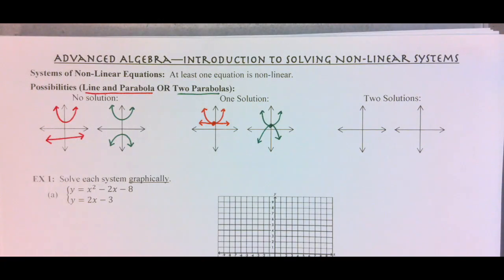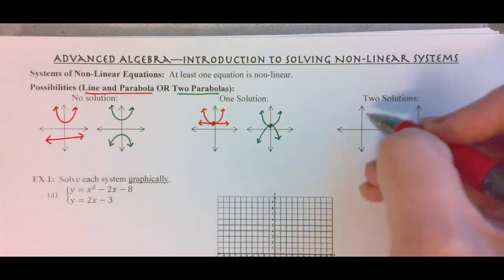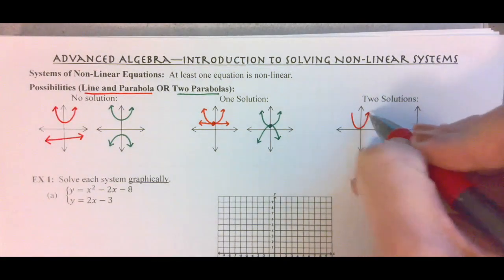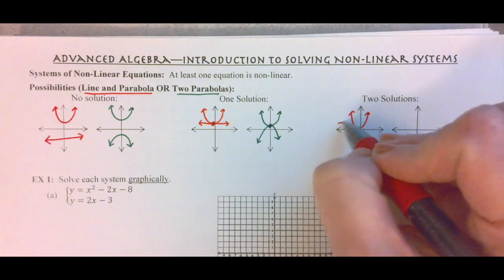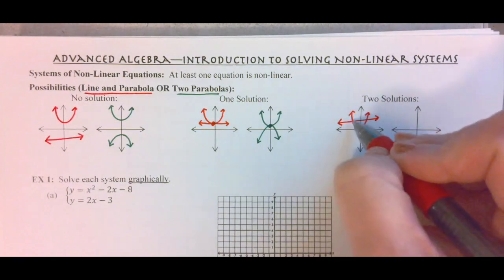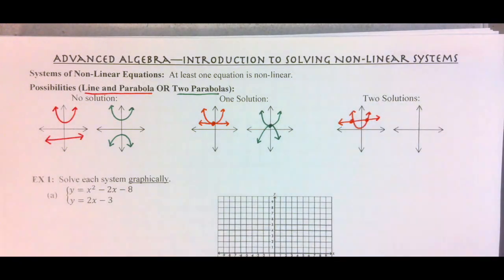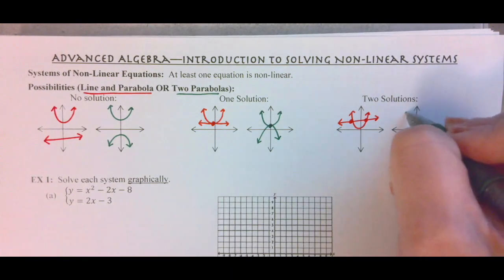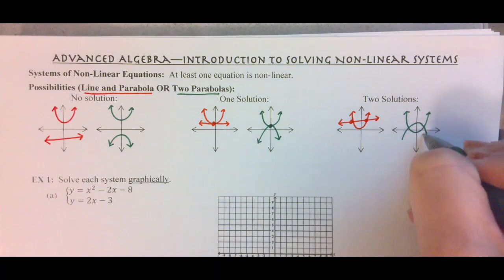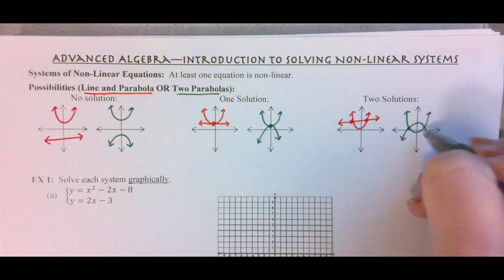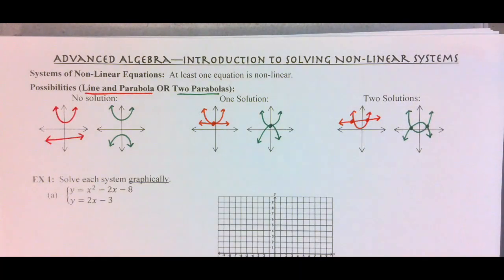Okay, another possibility is two solutions, 2 points of intersection. So I could have my parabola like this, my line like this, 2 points of intersection. And if I'm looking at two parabolas, I could have one that looks like this, one like this, and again, 2 points of intersection.